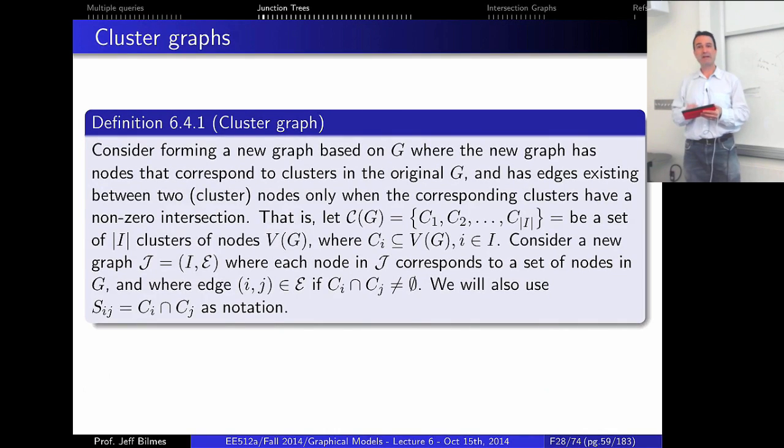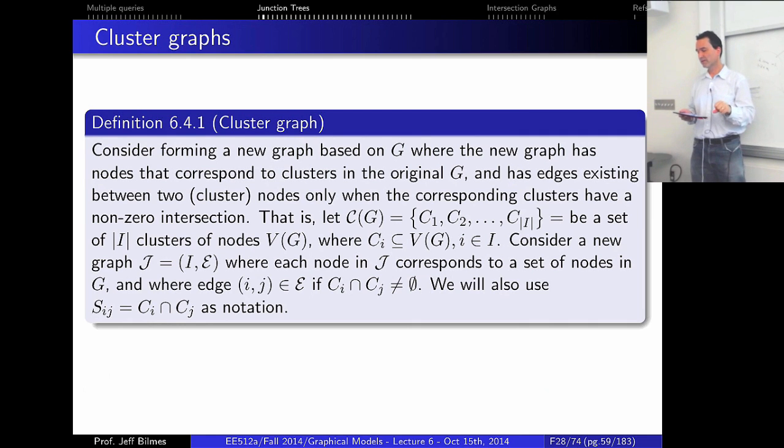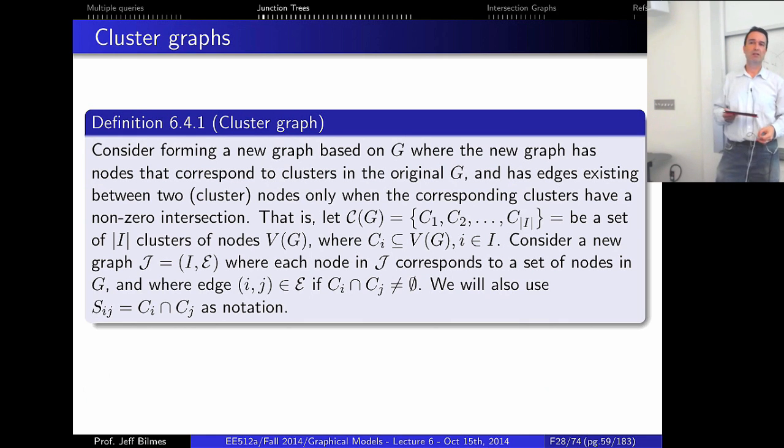So let's make this a little bit more mathematically precise than this figure says. So let's first of all define the notion of a cluster graph. What we're going to see is a set of increasingly more powerful definitions. We're going to take a graph G, and we're going to form a new graph where the new graph has vertices which correspond to clusters of the original vertices in the original graph. And there's an edge in this new graph if there exists some intersection between the clusters. So in other words, define this set of clusters as C1 through CI, and we have a set of size I clusters of nodes. That basically means that each Ci is a subset of the set of vertices. And we have a new graph where the vertices are the indices of the clusters.